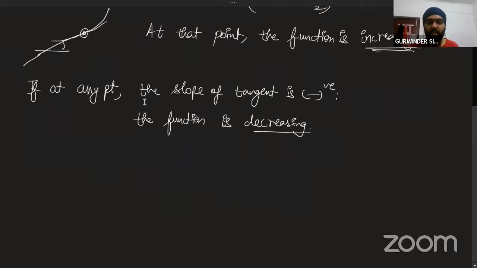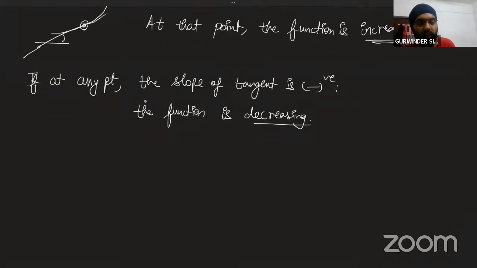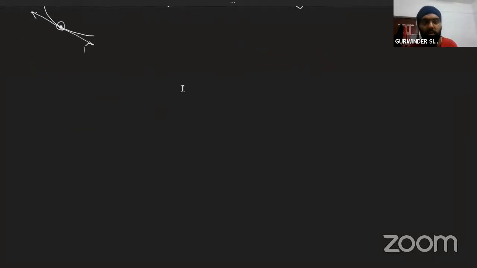Okay, so what do we mean by the word decreasing and increasing? In the decreasing sense, it would be something like this. Compared to the x-axis, it will be going downwards, right? At any point you find the slope.